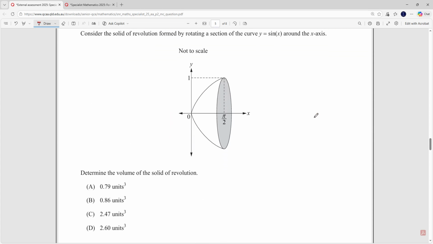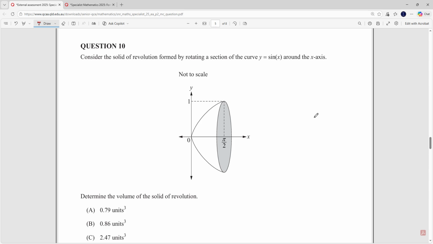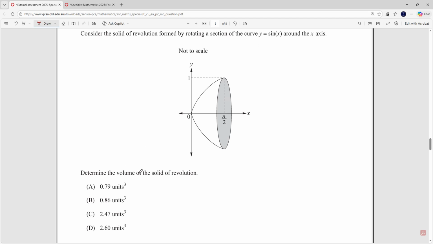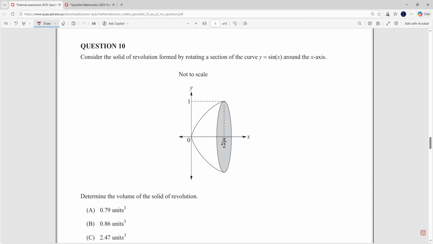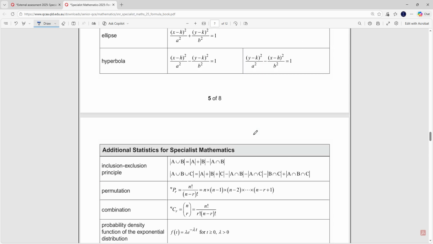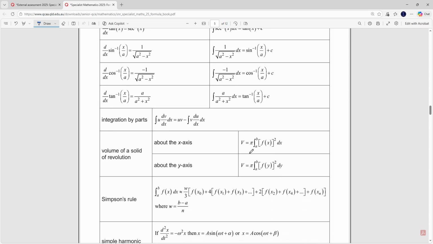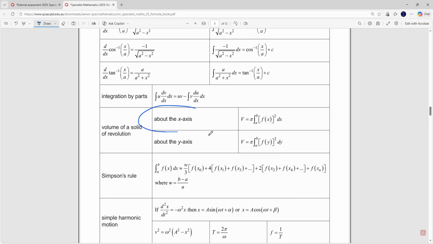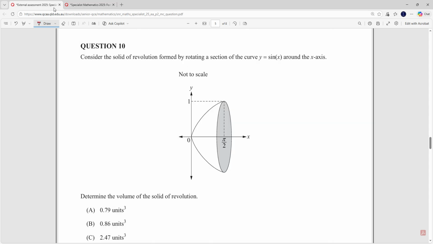Alright, question 10. Consider the solid of revolution formed by rotating the curve y equals sine x about the x-axis. Determine the volume of solid revolution. Now, look here, okay? They've given us where it cuts off, okay? Now, volumes of solid revolution. You get given a formula for that right here, okay? So about the x-axis. So basically we have to have it in terms of x. So volume about the x-axis is pi, a to b, of y squared dx.